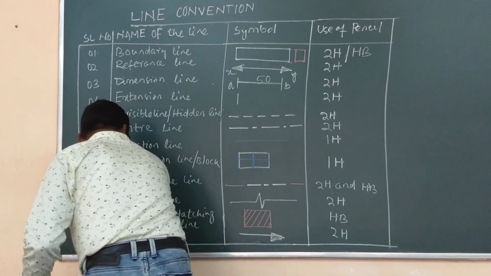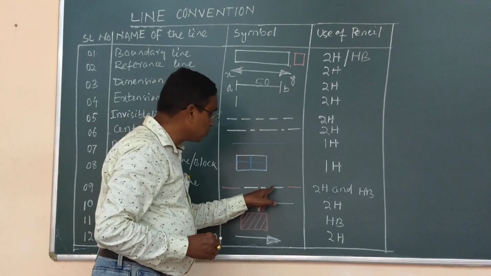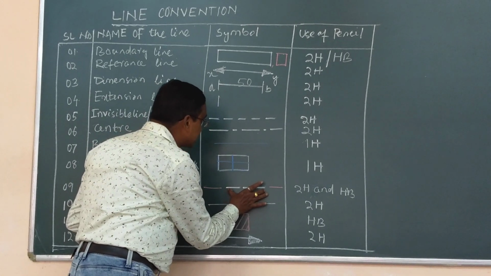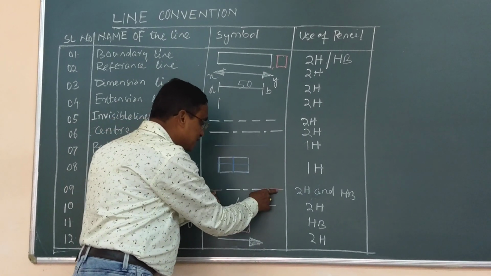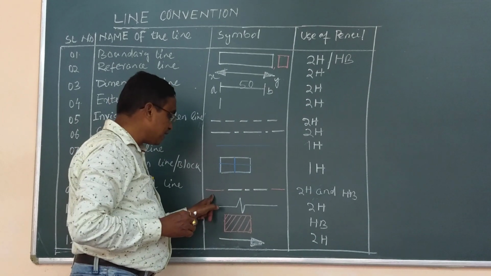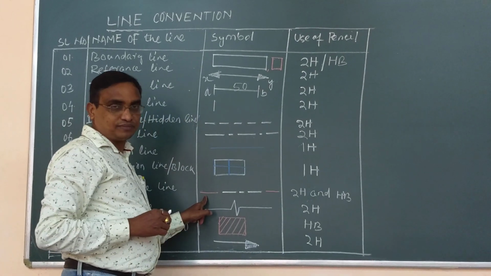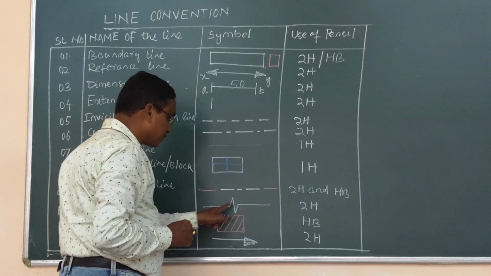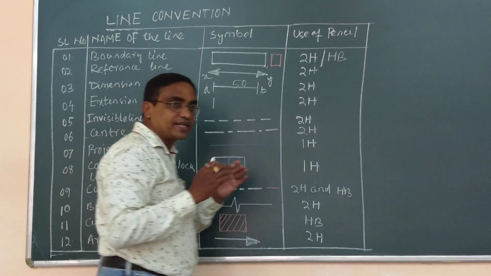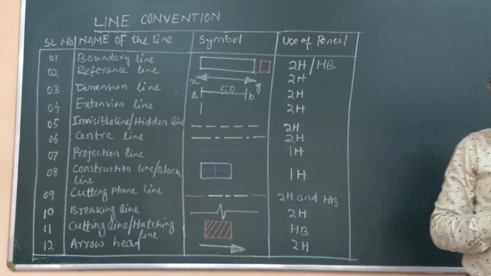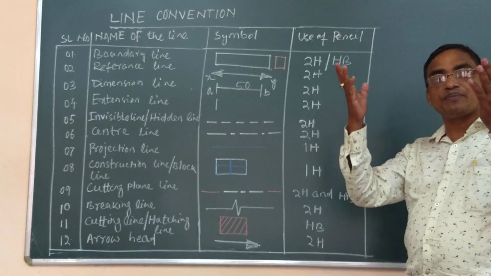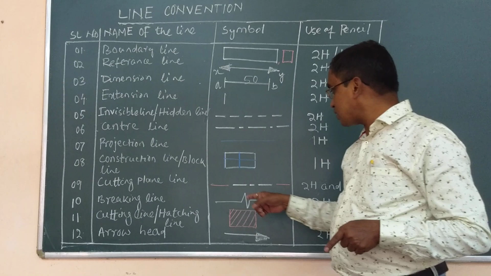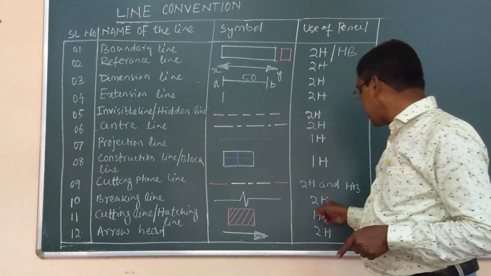For the cutting plane line, both 2H and HB pencils are required. The 2H pencil is used like your center line, and at last use your HB pencil, approximately 10 mm in length. Then breaking line, 2H pencil. Generally breaking lines are used when, suppose, you want to represent 200 meters. 200 meters is not possible to draw on your drawing sheet. For that you may use your breaking line, that is a 2H pencil.